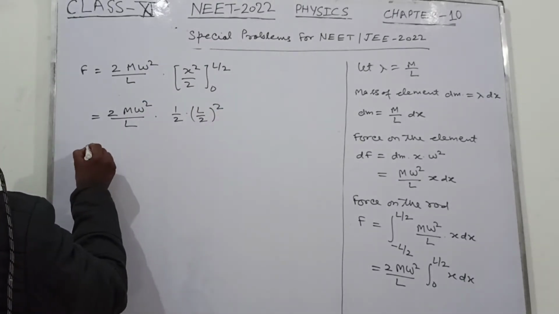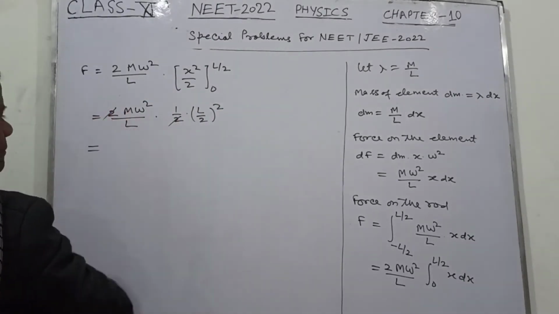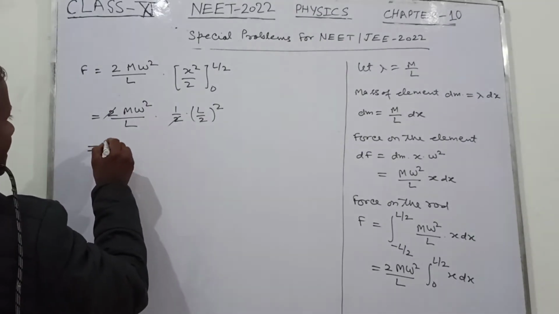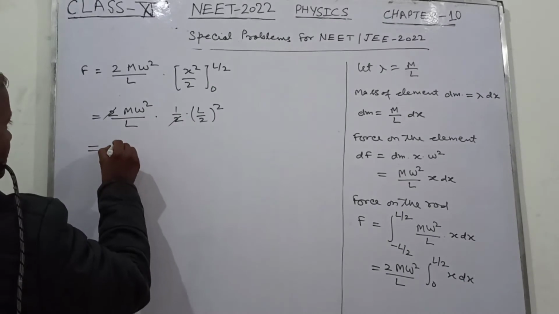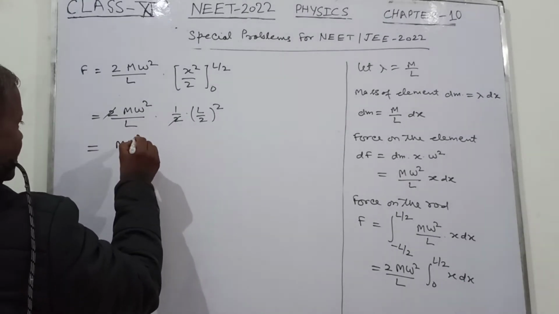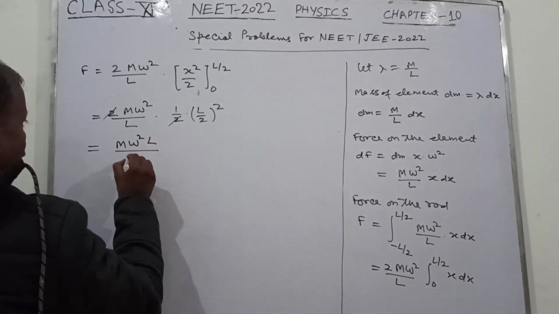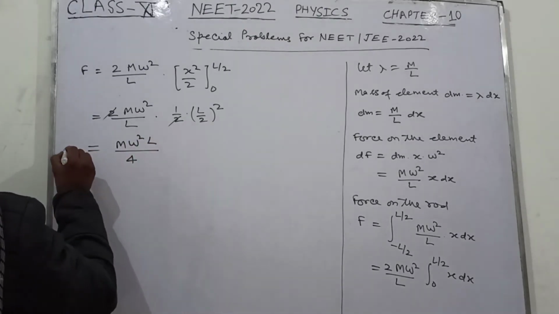So this will give you how much? Now this 2 and 2 will cancel. So this is now m omega square L upon 4. This is now force F.